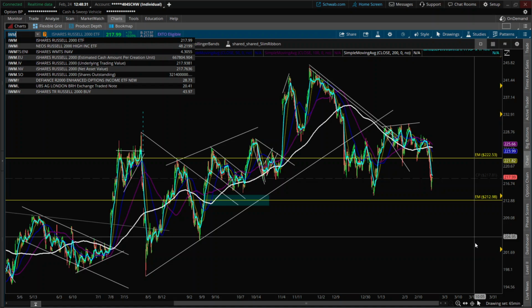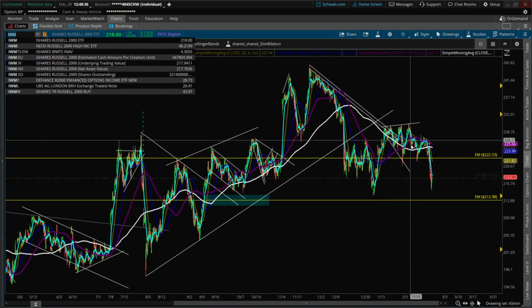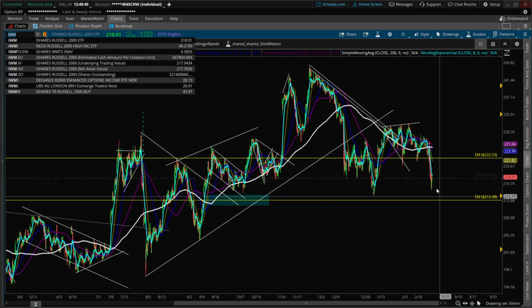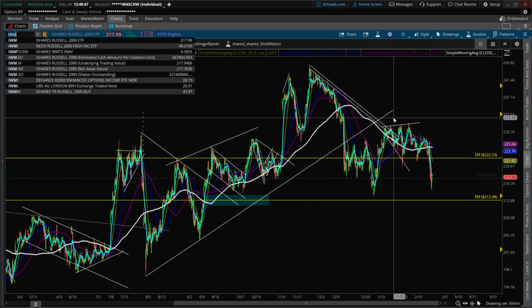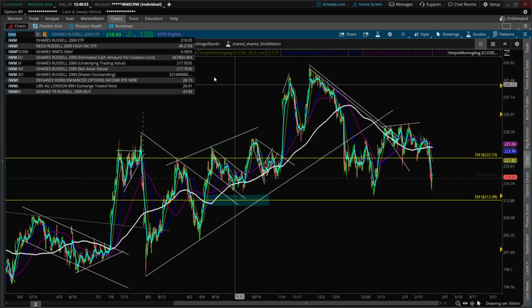IWM. Nice breakdown of the consolidation area. Now I think this is going to start extending. I don't think we're going to get a whole lot out of this one bounce wise. I think this is going to continue lower, where this is a 1, 2, 1, 2 going into the wave 3 of 3 lower.